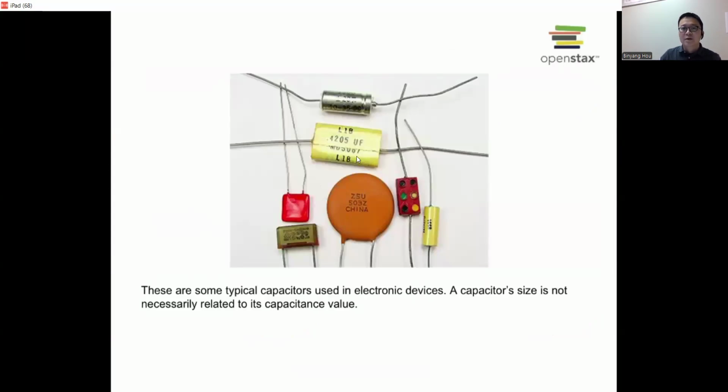These are some more capacitors you might be seeing. Cylinder ones, or this one's also a cylinder, and a disc, and other different shapes. They basically have two pieces of metal separated by an insulator in between.